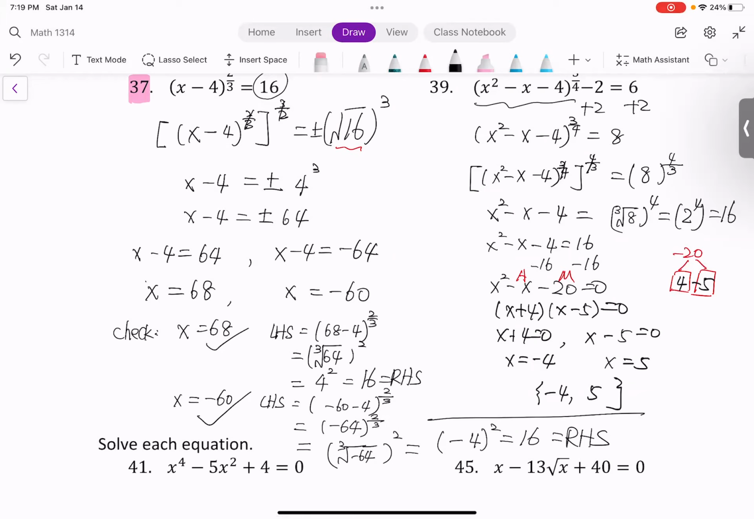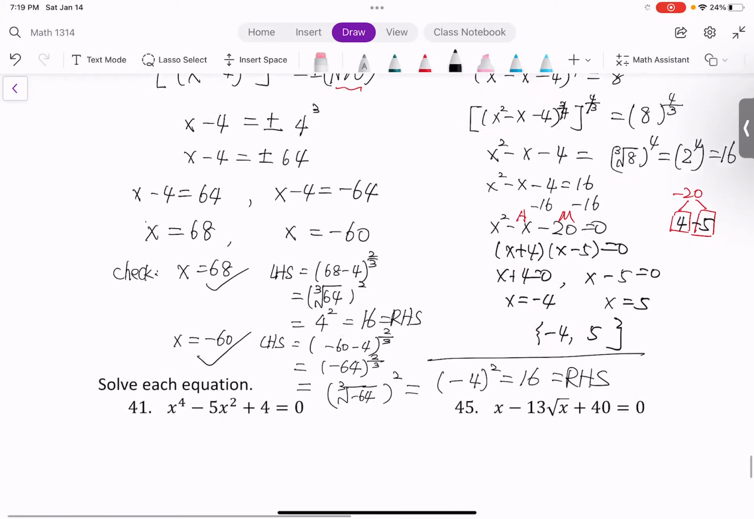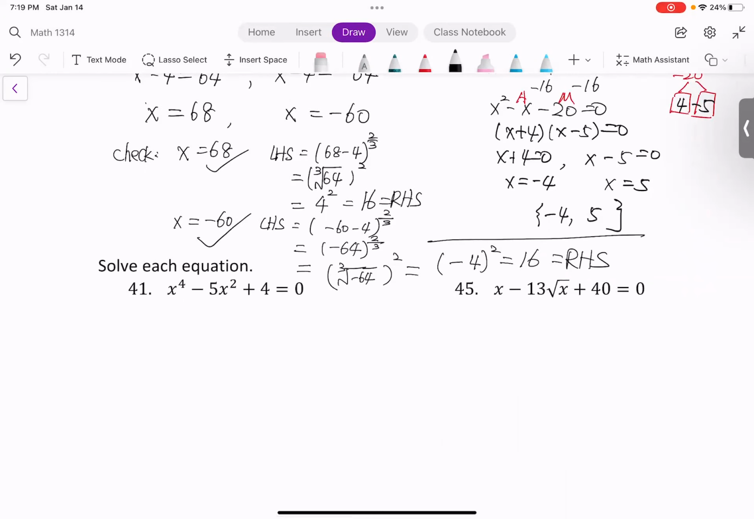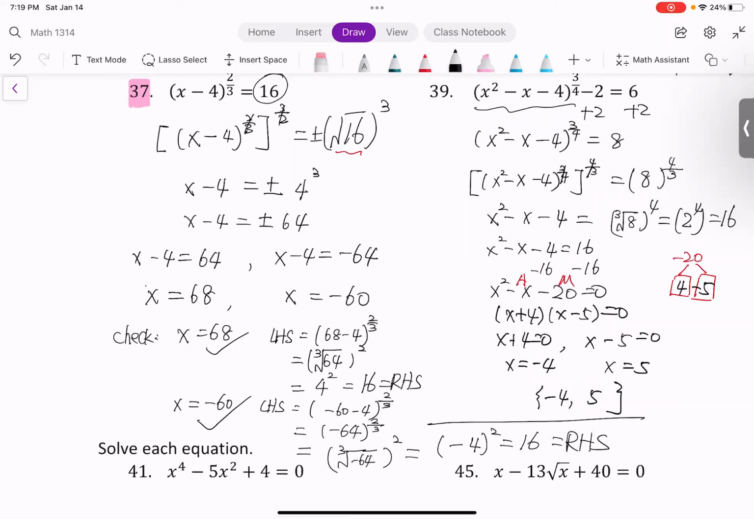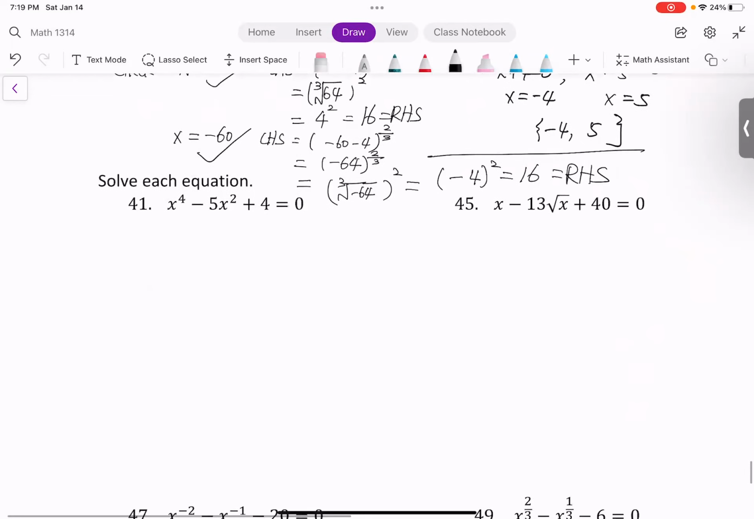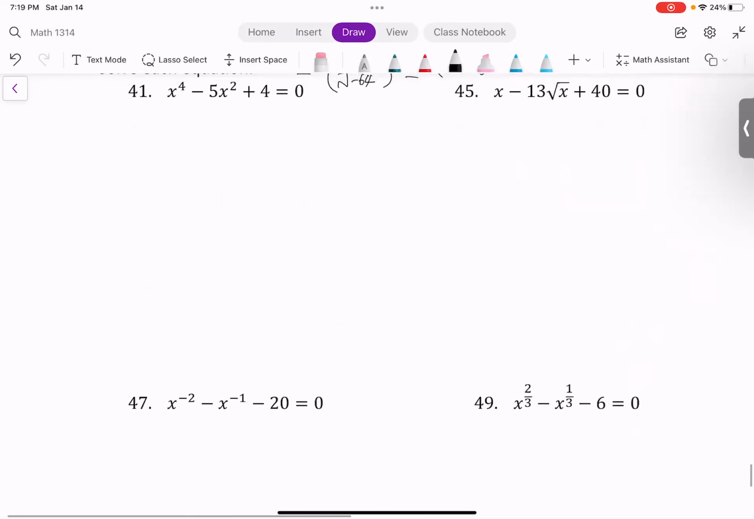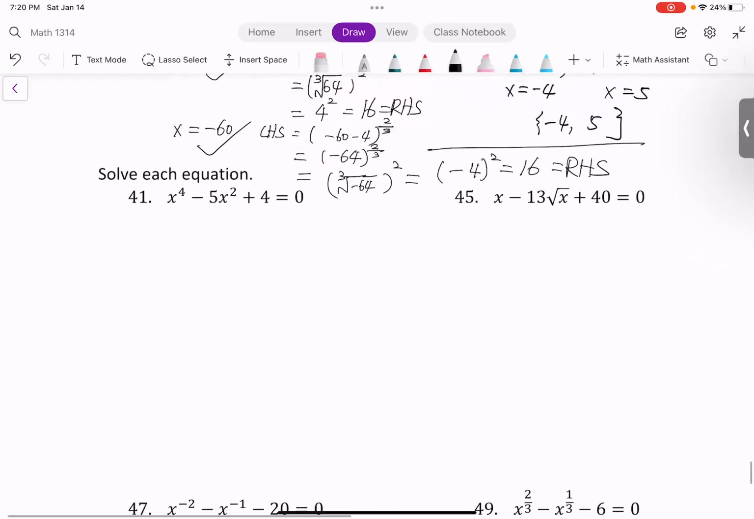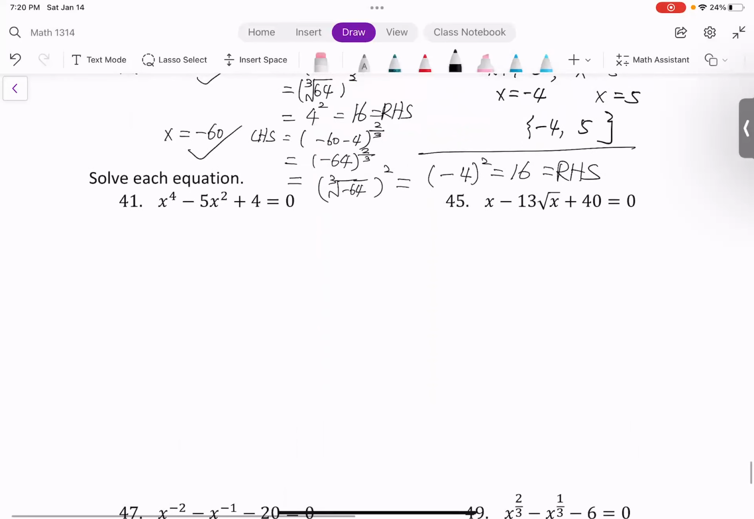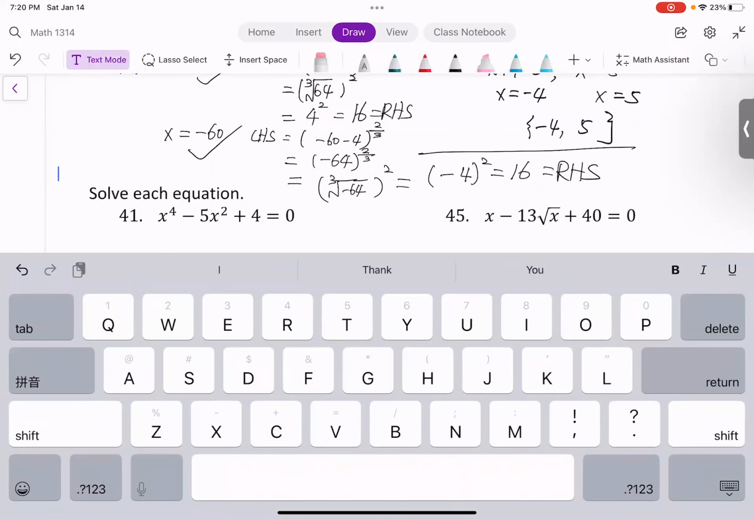Okay, let's move on to the next examples. So make sure if you have time, you can go back to your equation to check if the right-hand side and left-hand side are equal. Okay, let's see the next example. So x to the fourth minus 5x squared plus 4 equals 0. So let me make some more space here.